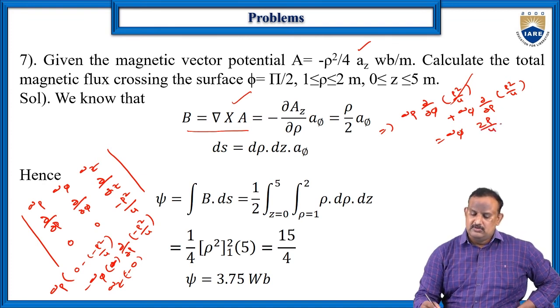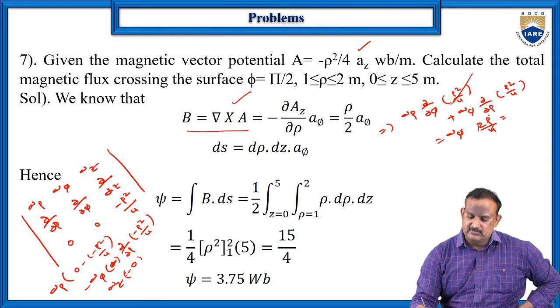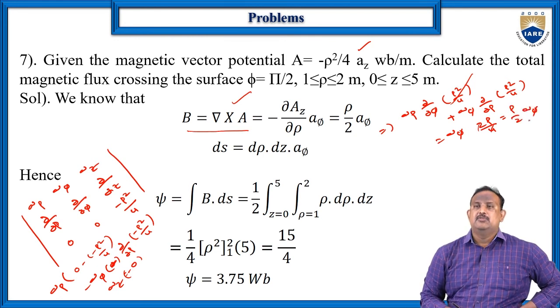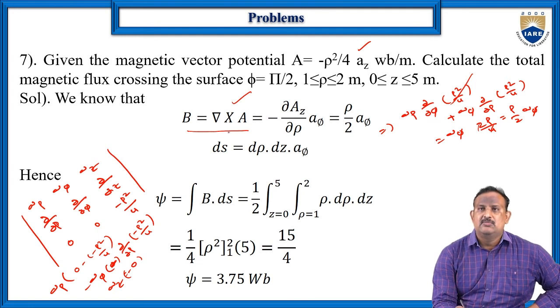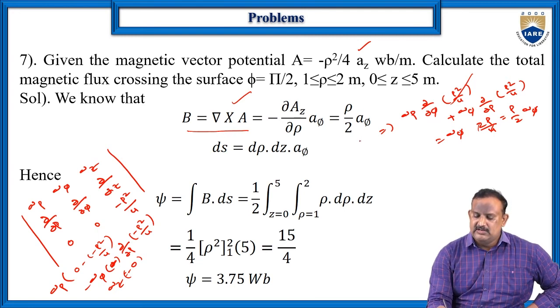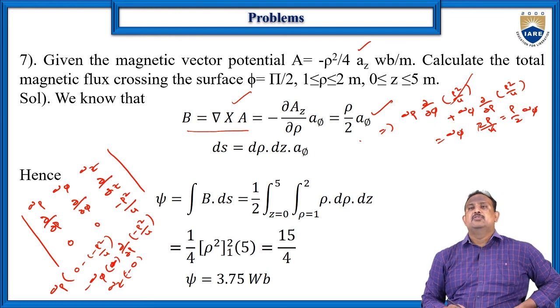2 rho by 4. Then the 2s cancel each other. Therefore we have rho by 2 into A phi. So B is equal to del cross A, which is equal to rho by 2 into A phi.